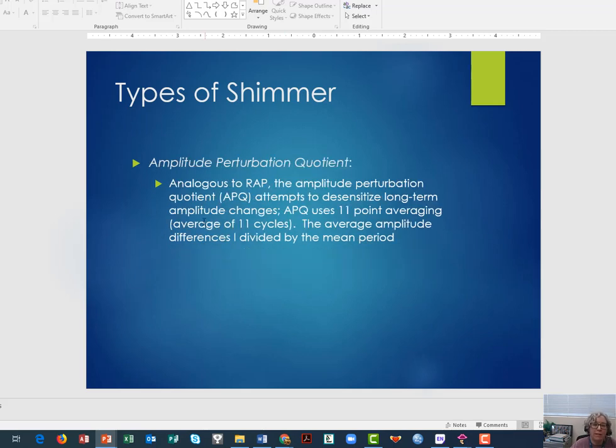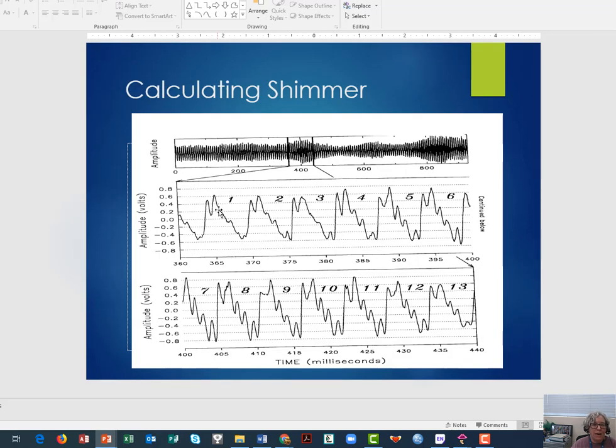And there is the amplitude perturbation quotient, analogous to the RAP. The amplitude perturbation quotient attempts to normalize over long-term amplitude changes. It uses 11-point averaging, and it averages 11 cycles. I don't know why it's 11, but that averaging is then divided by the mean amplitude. Luckily again, our program Praat will do all of this for us. And so this is how we would calculate shimmer, the old-fashioned way of looking at it over time and then doing our calculations.